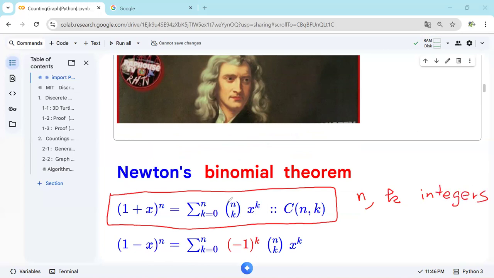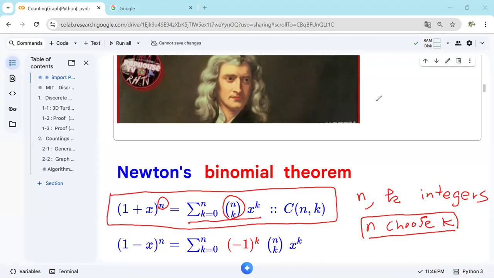So if n is an integer, then (1 plus x) to the n can be expressed as the sum of this, where this is n choose k, by definition. What is n choose k? To choose k from an n-element set, there may be this many possibilities.